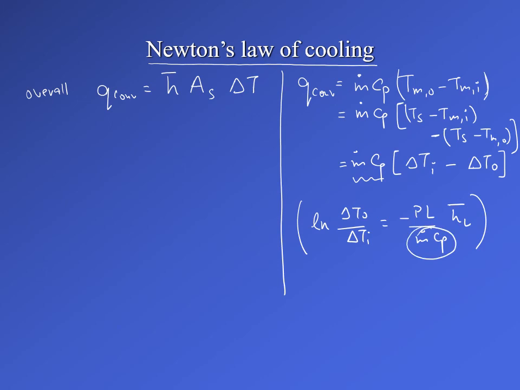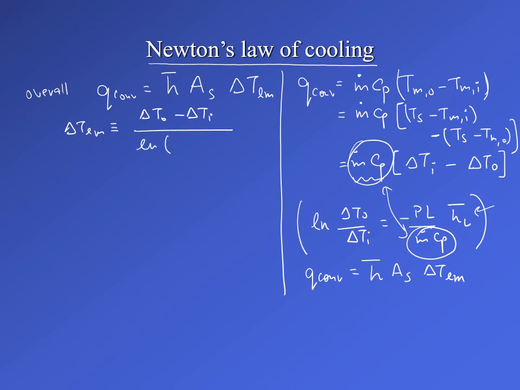So what we can do is replace this m dot Cp using the m dot Cp available here. So that ultimately will result in Q convection as h bar, which comes from this expression, times the surface area, times delta T, and I'm defining what delta T Lm means. So this actually is delta T Lm, which is called the log mean temperature difference. Okay, so this is how this log mean temperature difference is defined.